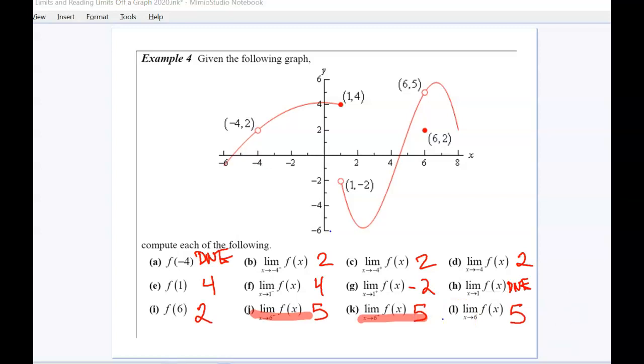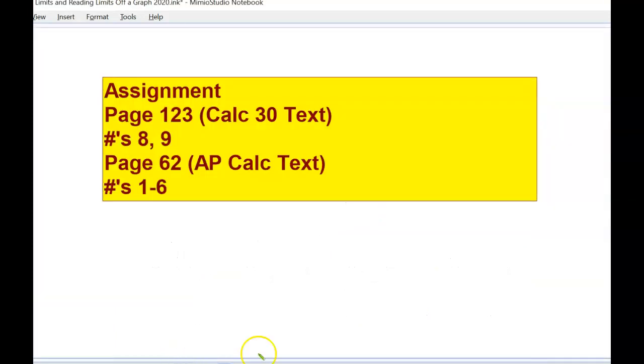All right, that concludes reading limits off of graphs. So there's a couple questions you can try from your textbooks. So give those a whirl and see how you do.